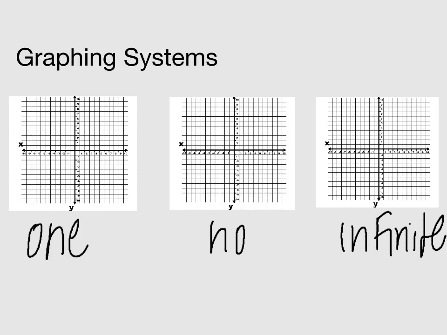We are going to solve systems of equations by graphing. Before we do that, we need to talk about what a one solution, no solution, and infinite solution look like on a graph. One solution is when my two graphs cross only one time. No solution is when they will never touch. And infinite is when they are always on top of each other, touching.